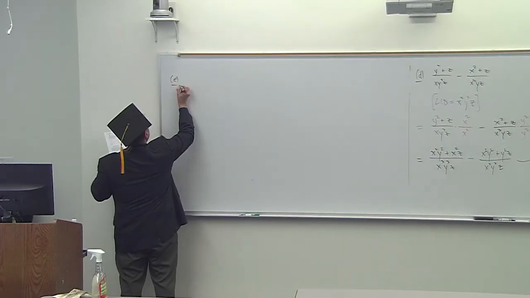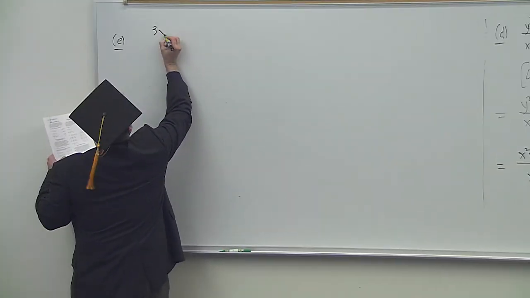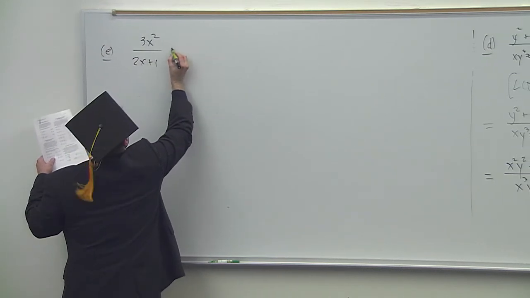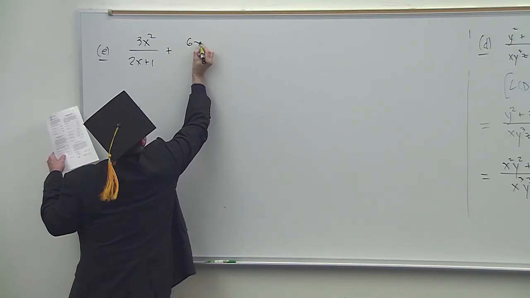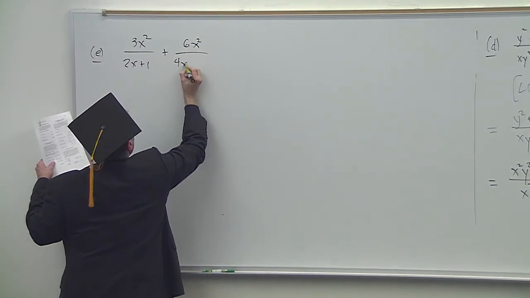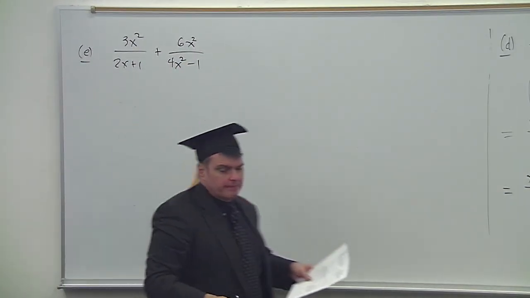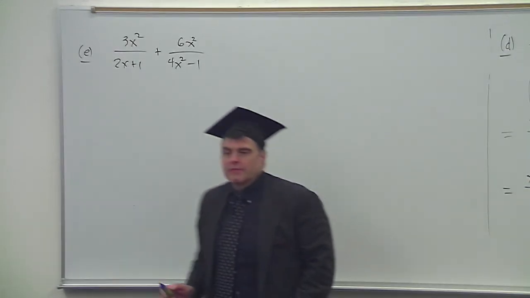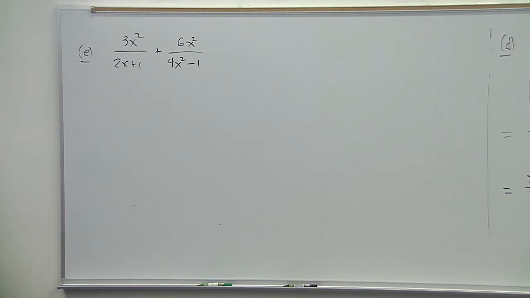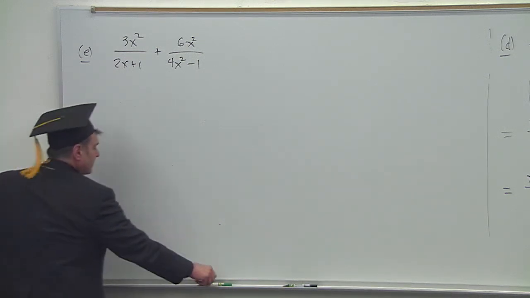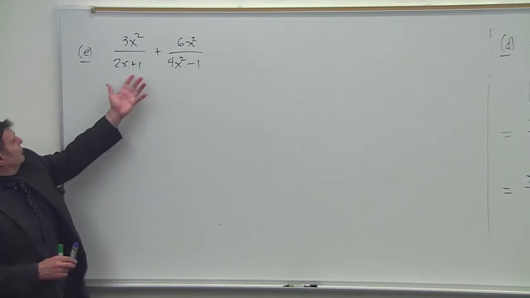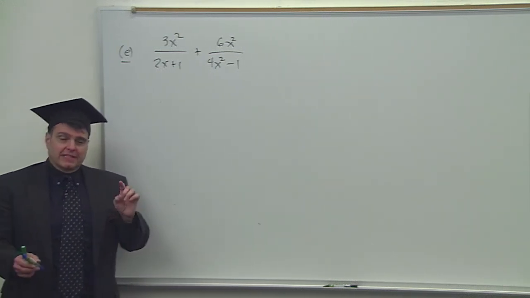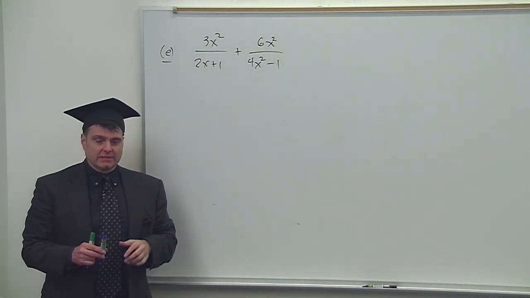Let us now do example E. Is the fraction 3x squared over 2x plus 1 plus the fraction 6x squared over 4x squared minus 1. Again, since we're adding fractions, we look for a least common denominator. And you might think, all right, we have two denominators. If we multiply them together, we get a common denominator. Well, it's true, but that isn't necessarily the least common denominator.